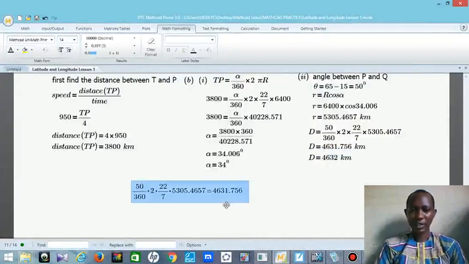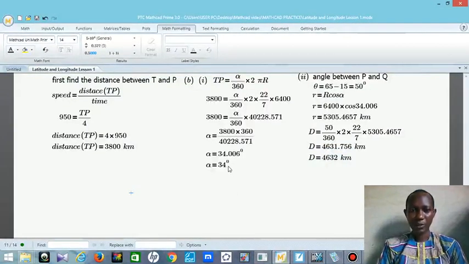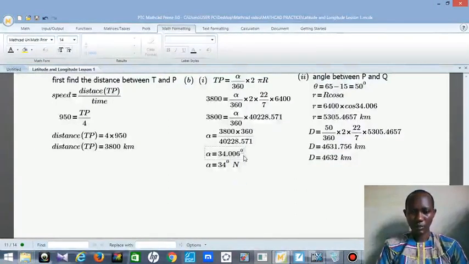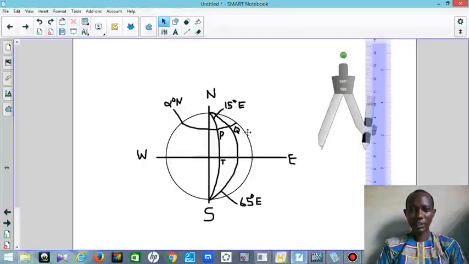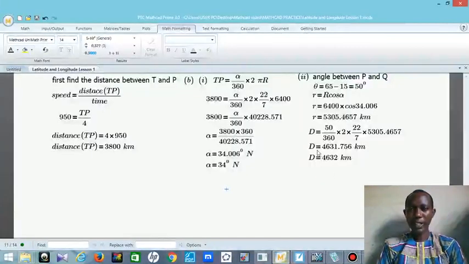So take note of this solution. The alpha we calculated the other time is towards the north. Don't forget to put 34 degrees north. Even in this one also, 34 degrees north. Remember when I sketched it, you saw alpha degrees north. You need to put it. It's very, very important. So this is the final answer to this question.